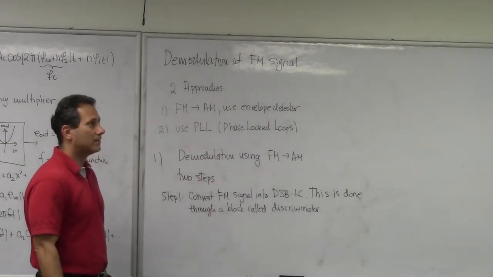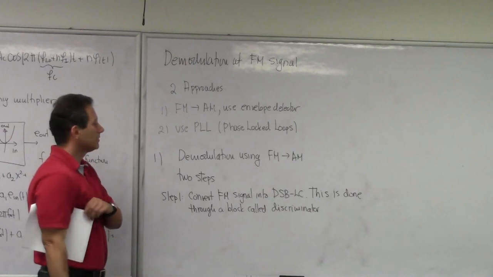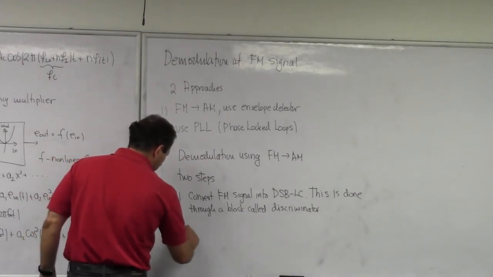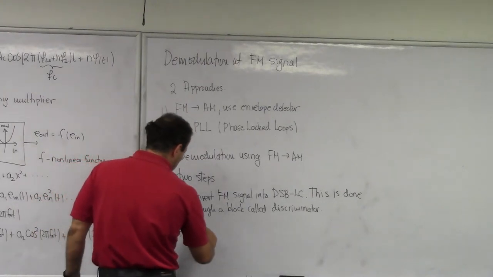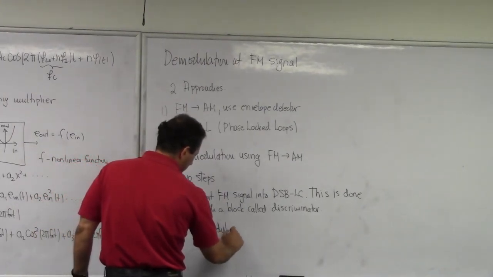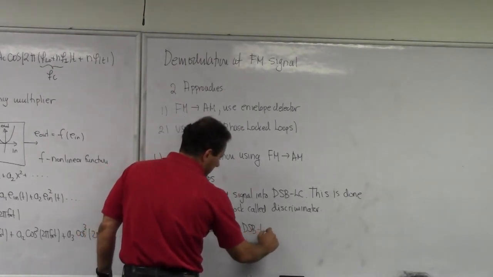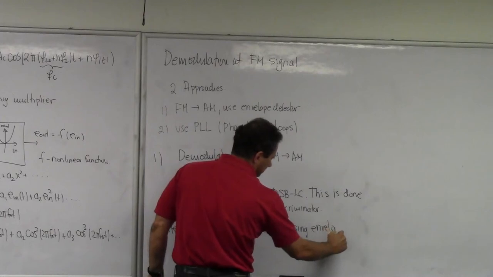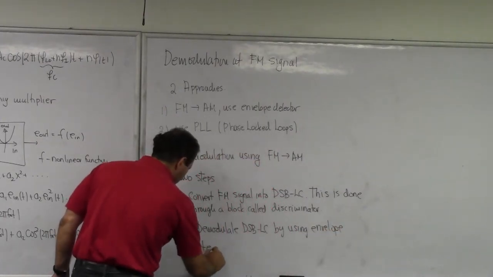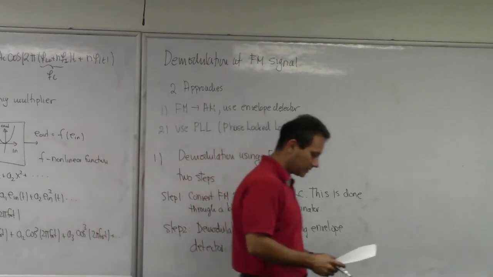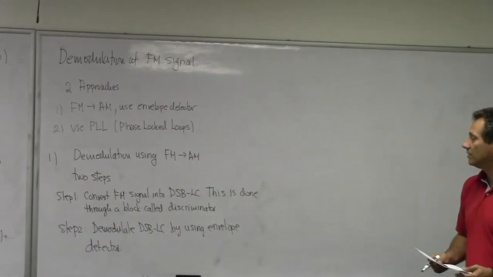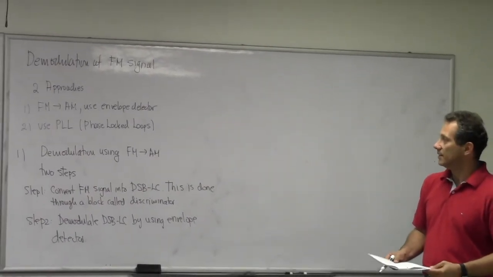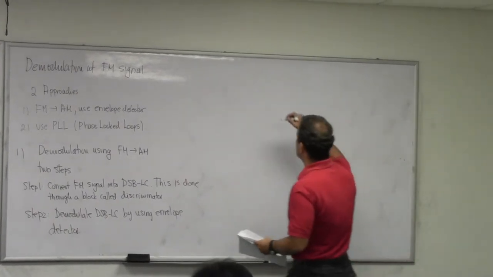Okay, so we're going to have the first device that's going to be a discriminator. What is the purpose of that device? It's going to take an FM signal and make it an AM signal. And then step two is going to be demodulate double sideband large carrier by using an envelope detector. And you saw the last time when we talked about AM, the envelope detector is a really, really simple demodulator, and if we can use it, it's highly beneficial because it's very, very cheap. So let's take a look at step one.